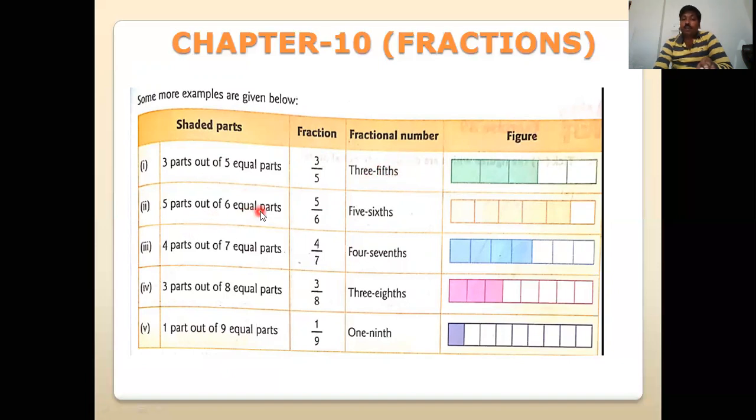And now 5 parts out of 6 equal parts. Here 1, 2, 3, 4, 5 are the shaded parts. Now write 5 here, and 6 is the total number of parts. In the same way 4 by 7, 3 by 8, and 1 by 9. Okay students.